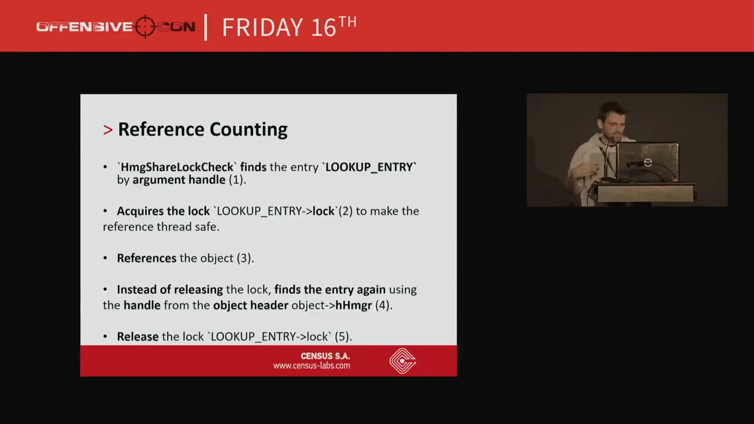The SEBLOCK check finds the lookup entry from the argument that we have provided from user space, acquires the lock in the lookup entry to make the reference of the object thread safe, then references the object by incrementing the reference count. And here is the odd thing. Instead of just releasing the lock, since we already have the lookup entry, it goes through the object header of the GDI object, fetches the handle of that object, and does the search once again in order to find the lookup entry, and then releases the lock from that second lookup entry.